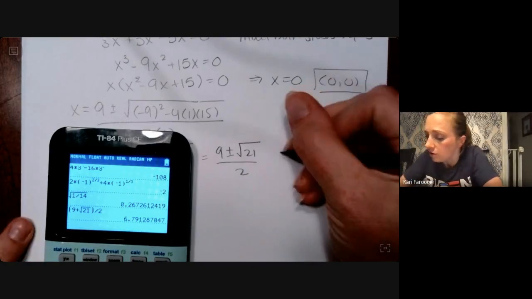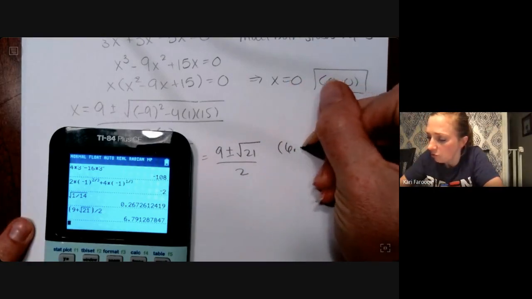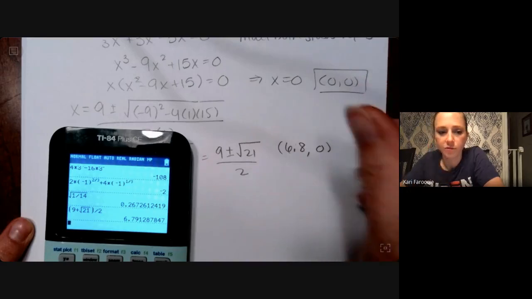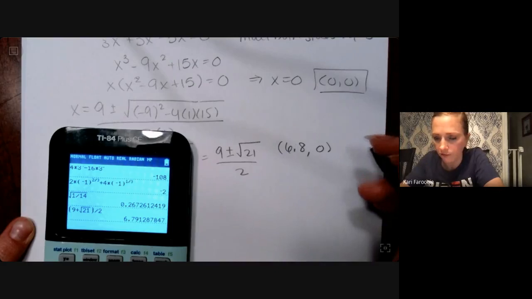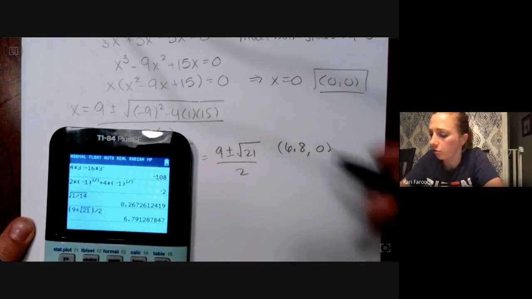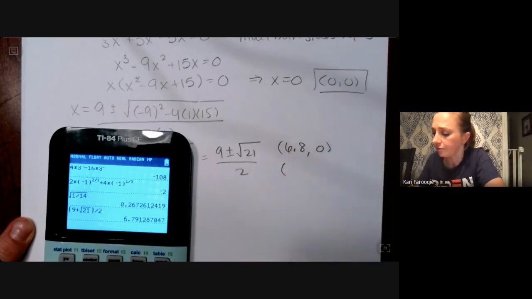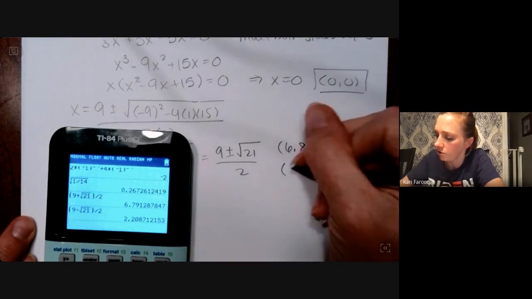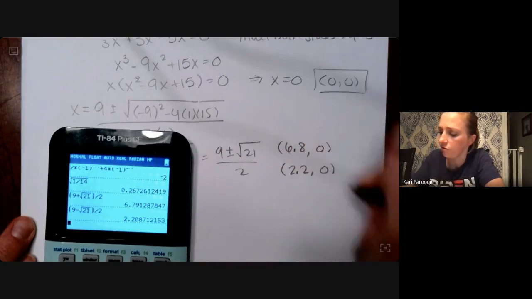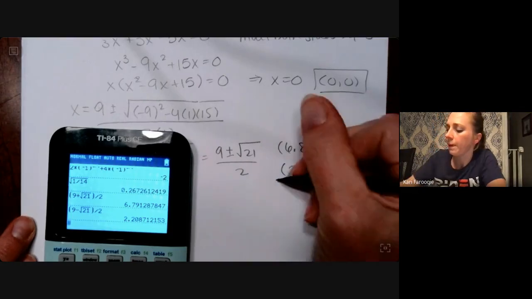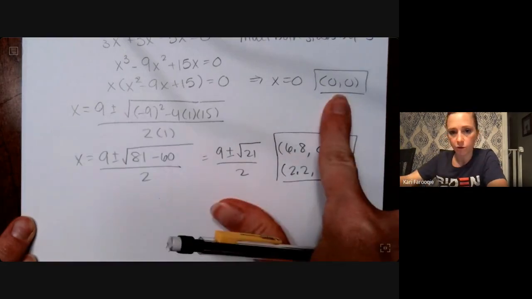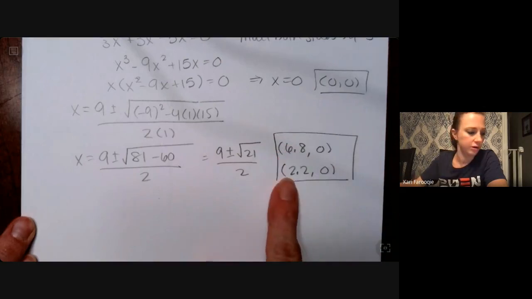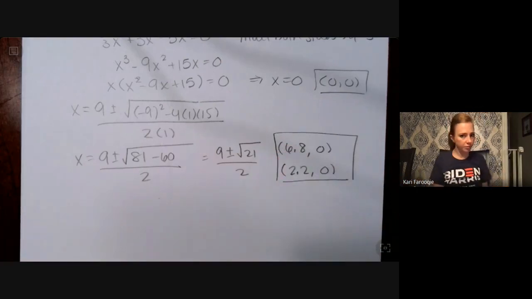Okay, so the plus variation of that gets us to about 6.8. Again, you're going to have to graph this, so don't tell me it's 6.7912878847. This is more precise than you're going to be able to graph, so it's fine. Pull that back up again, change it to a minus, and you'll get the other one, which is at about 2.20. So you have 3 x-intercepts: this one at 0, 0, and then these 2 that you just found using your quadratic formula.